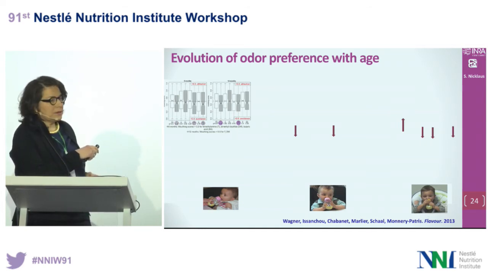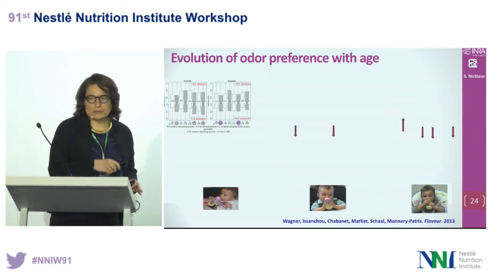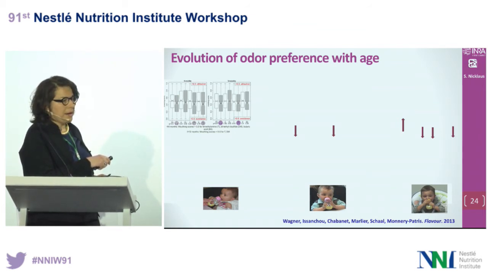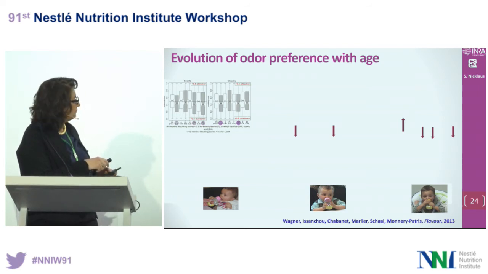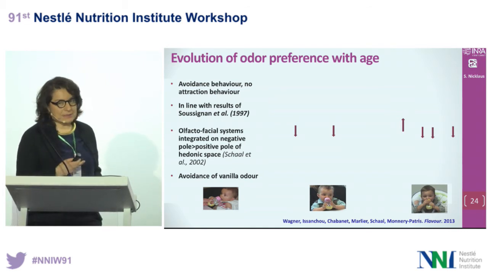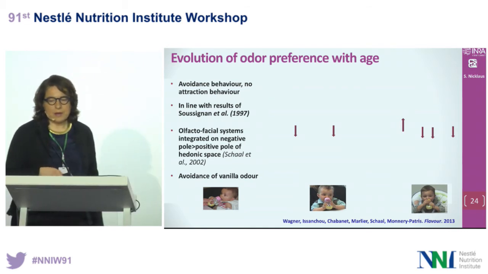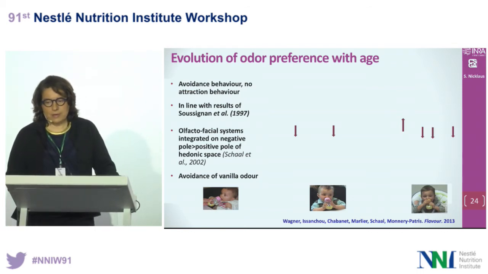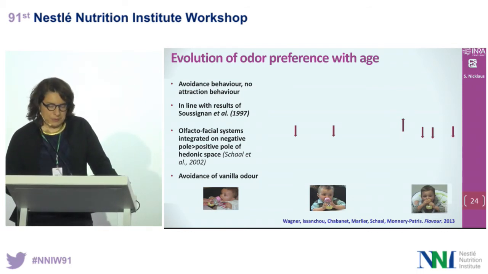So at 8 months, there is no preference for any odor, no rejection. At 12 months, we can see rejection, significant rejection for the odor of trimethylamine, that is the odor of fish, and for the odor of garlic. So in conclusion, we can say that with this evaluation of odor preference, we found avoidance behavior, but no attraction behavior, which was in line with the previous results by Soussignan and collaborators.